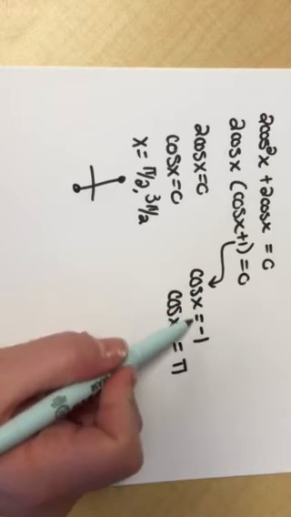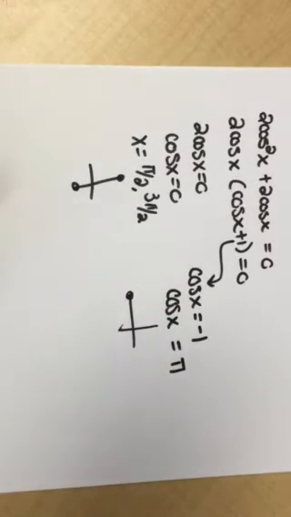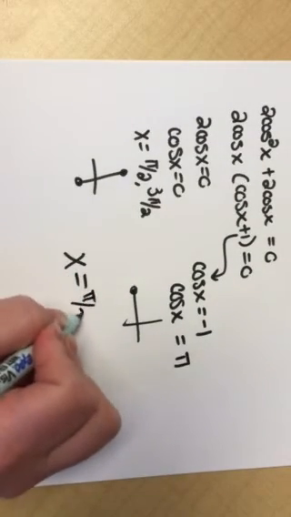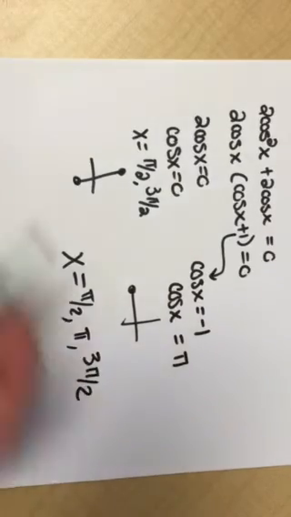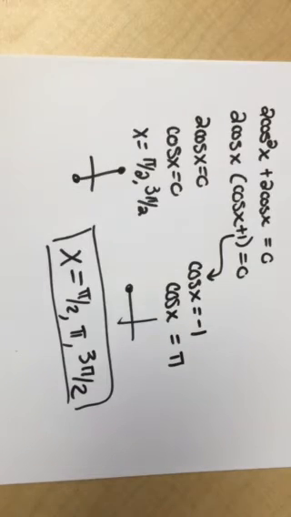And then cosine x equals -1, cosine equals -1 over here at pi. Since you had a restriction, those are your only answers that you're allowed to have. So x can be pi over 2, pi, and 3 pi over 2. And all I did was write them in ascending order. So hopefully you're getting an idea of how this is working.